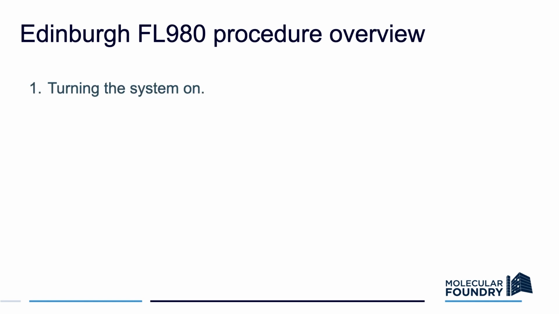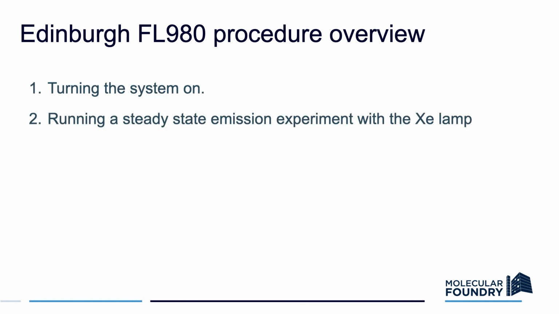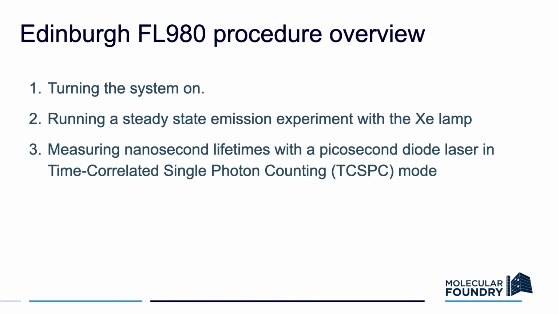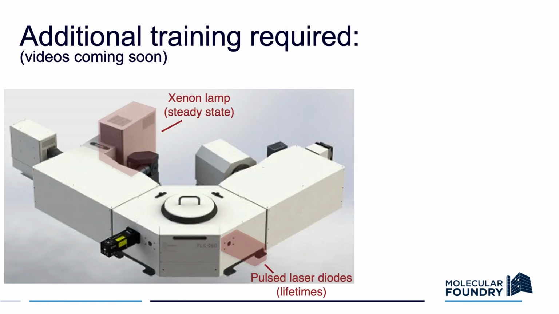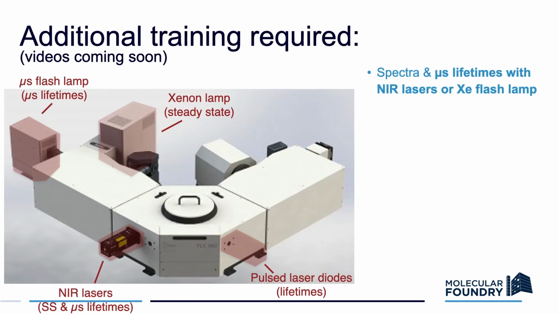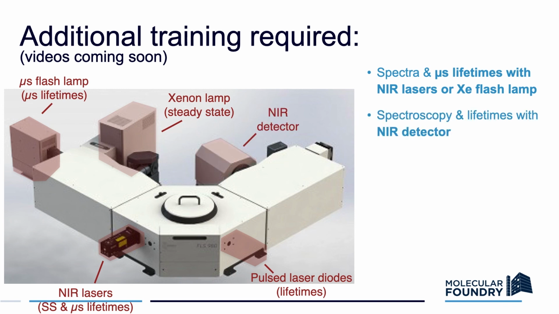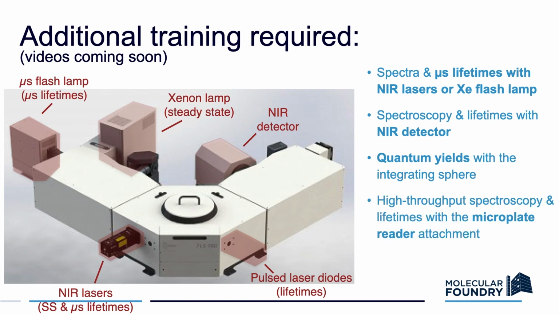So in this video, we showed you how to turn the system on, measure a steady state emission spectrum with a xenon lamp, measure nanosecond lifetimes using TCSPC, shutting down the instrument, and also troubleshooting. There are many other features of the Edinburgh spectrometer that we don't have time to cover in one video. Check back on this same channel for videos that cover measuring spectra and microsecond lifetimes excited by infrared lasers or the xenon flash lamp, spectroscopy and lifetimes using the near-infrared detector, quantum yields, and also performing high-throughput microplate reading.